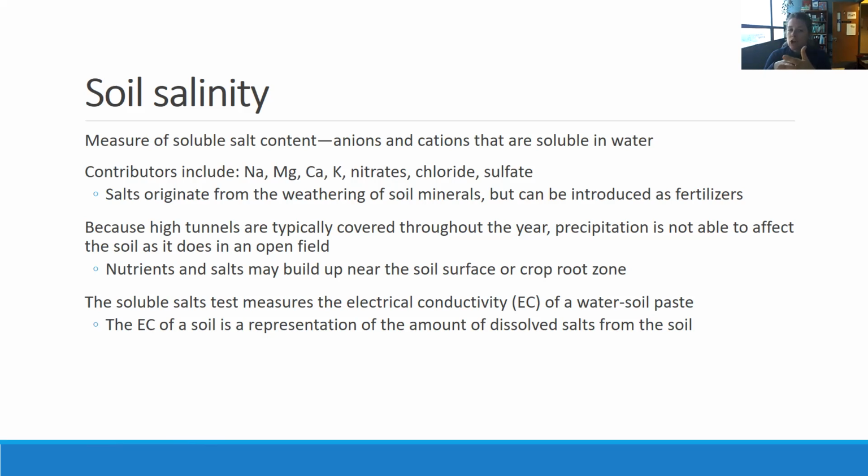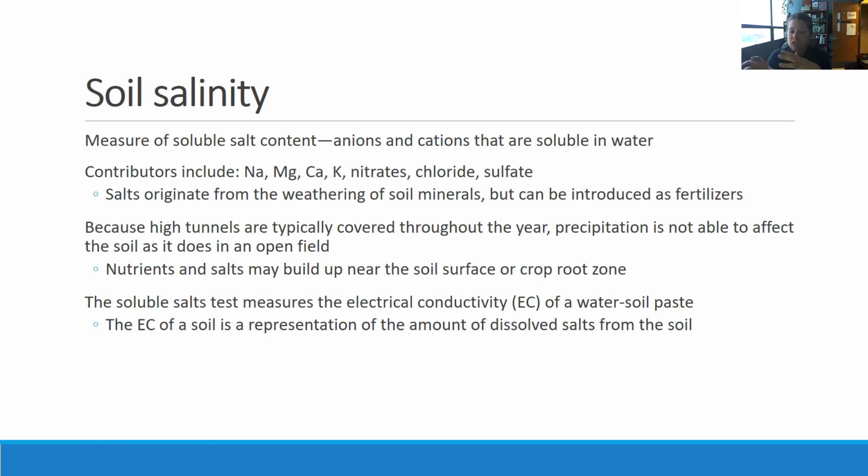And because high tunnels are typically covered throughout the year, precipitation is not able to affect the soil as it does in the open field. So we don't struggle with soil salinity here in Kentucky in the open field, because it rains. It rains a lot. I lived in New Mexico for a chunk of time, and they do struggle with soil salinity because it doesn't rain. And their water has a lot of minerals in it as well. So think of a high tunnel as kind of an irrigated desert situation, similar to New Mexico.